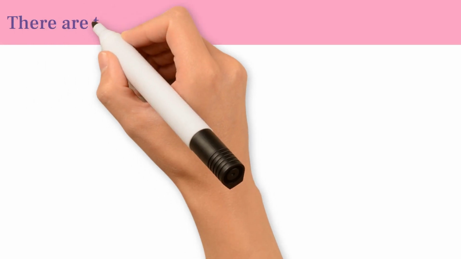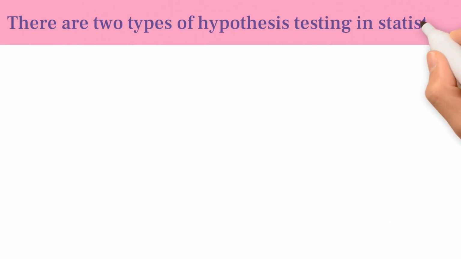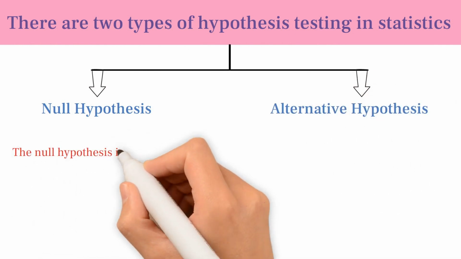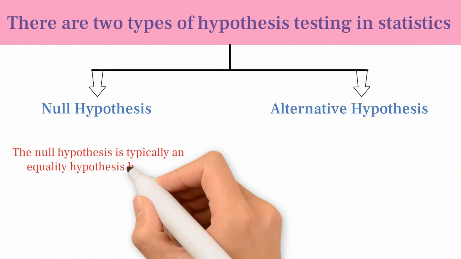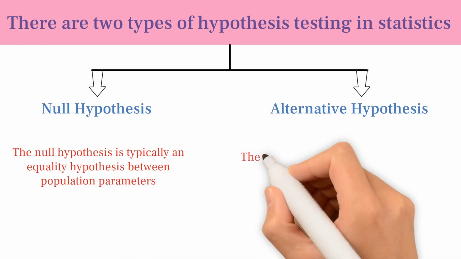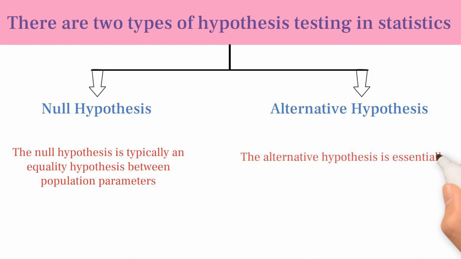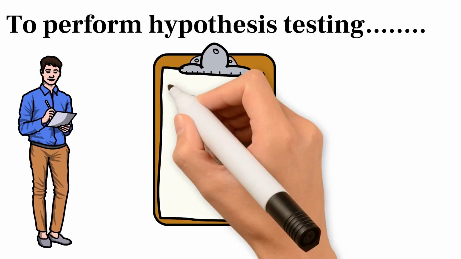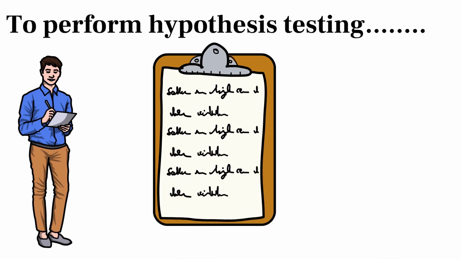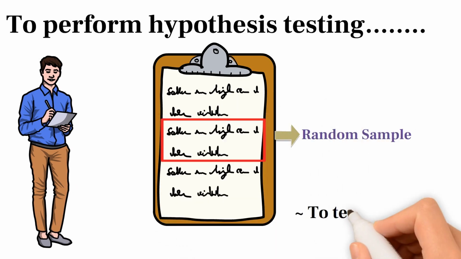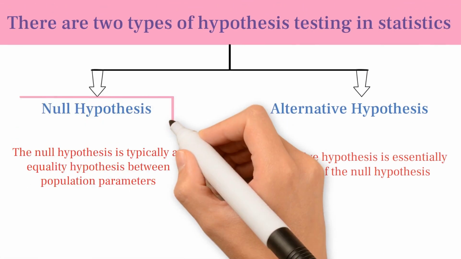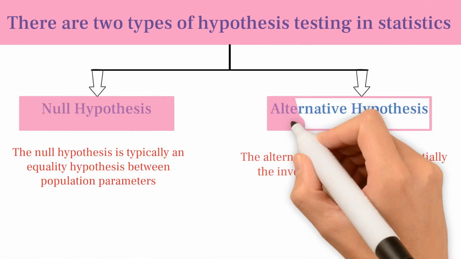So there are two types of hypothesis in statistics, null and alternative. The null hypothesis is typically an equality hypothesis between population parameters, while the alternate hypothesis is essentially the inverse of the null hypothesis. So to perform hypothesis testing, an analyst conducts measurements and analysis on a random sample of the population to test a theory. They use a random population sample to test two hypotheses, the null hypothesis and the alternative hypothesis.